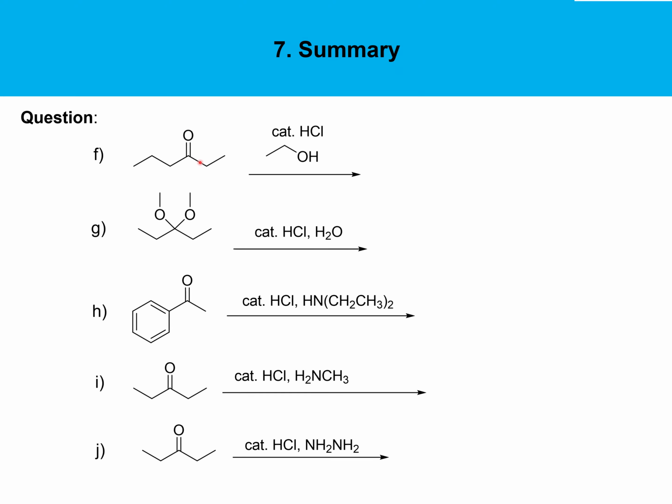First reaction here, we're going to start with a ketone and add HCl in an excess of alcohol. In the next reaction, we're going to use an acetal or ketal and add a catalytic amount of HCl plus water. In the next reaction, a ketone, HCl, and a secondary amine. In the fourth reaction, we're using a ketone, catalytic amount of HCl, and a primary amine. And then lastly, we're going to use a ketone, catalytic amount of HCl, and hydrazine.